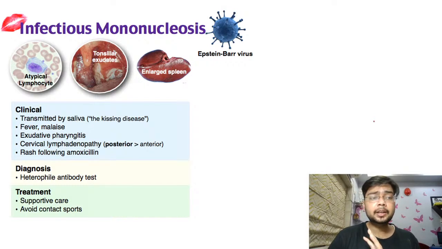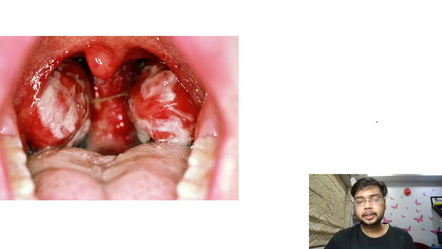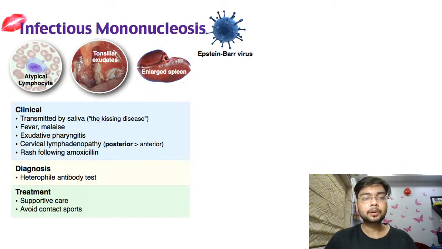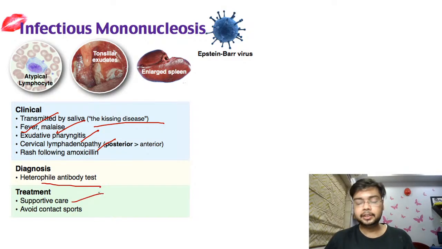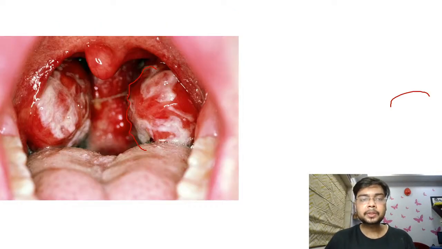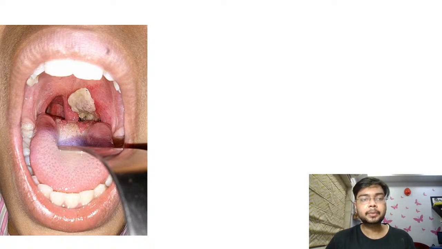Now there is one condition called infectious mononucleosis, where you will also get this membranous type of tonsillitis. This is a clinical picture showing infectious mononucleosis, also called kissing disease. Here also you will get fever, malaise, pharyngitis, cervical lymphadenopathy, and the test is the heterophile antibody test. Treatment is mostly supportive. So you must know the different conditions that cause a membrane over the tonsils and other areas.